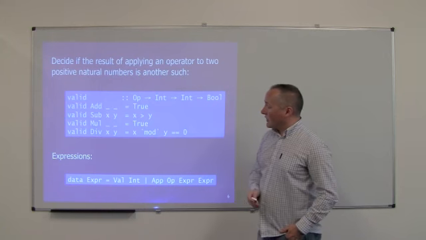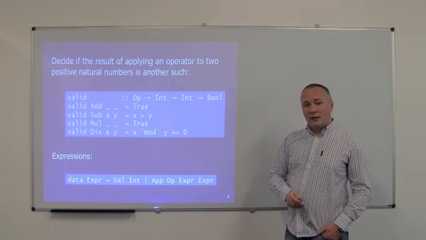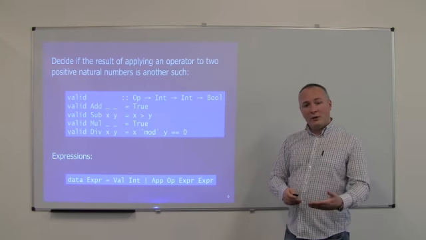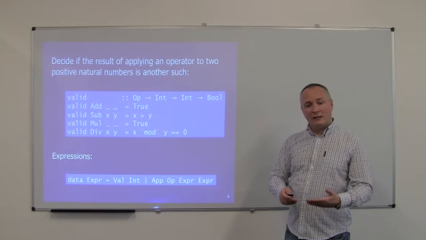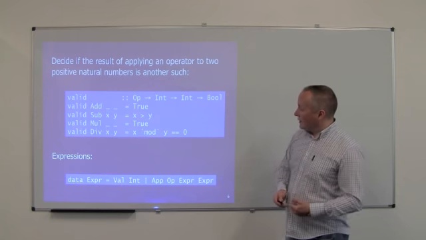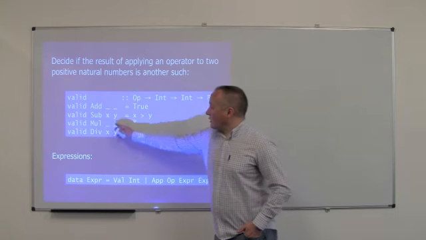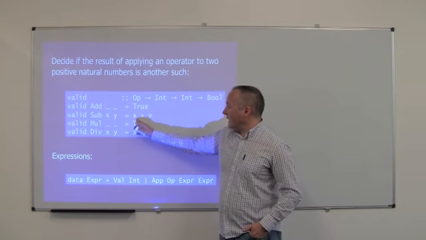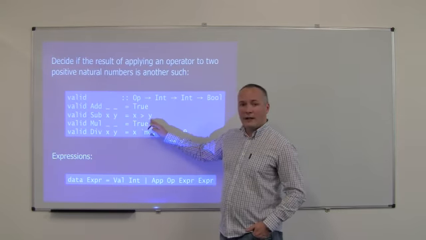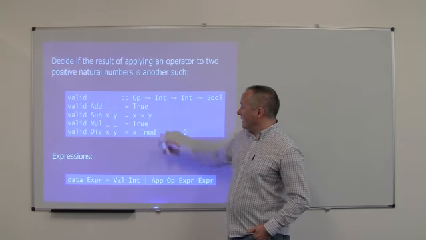We need to be a little bit more careful in the case of subtraction. If I do 3 minus 2, that's okay. But if I do 2 minus 3, I'm going to get a negative result. So that's not okay. So we need a little test here. Subtraction of x minus y is only valid if x is strictly greater than y. So 3 minus 2 is okay, 2 minus 3 is not okay.